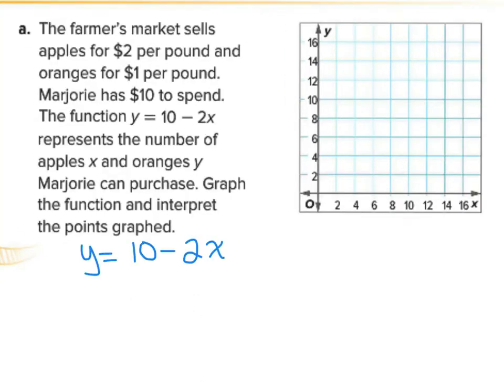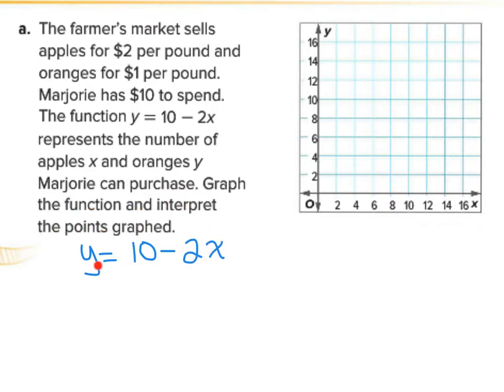I hope you paused the video. The farmer's market sells apples for $2 per pound and oranges for $1 a pound. Marjorie has $10 to spend. The function y equals 10 minus 2x represents the number of oranges y Marjorie can purchase, because apples are $2. Graph the function and interpret the points on the graph.